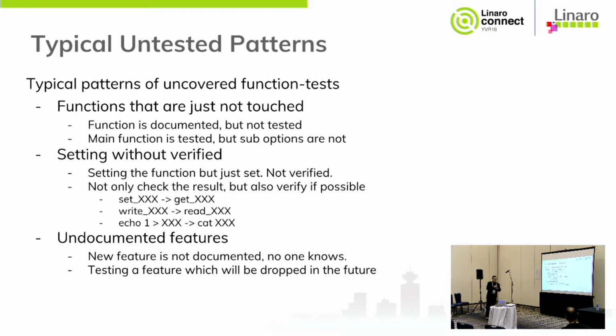I found several typical untested patterns. For example, functions that are just not touched; that is, a function is documented but not tested. Another typical pattern is a setting without verification, like the previous one: we just set and enabled the function, but did not verify whether it works or not. And also there are some undocumented features: we have code, but it is not documented, so the test does not touch it.